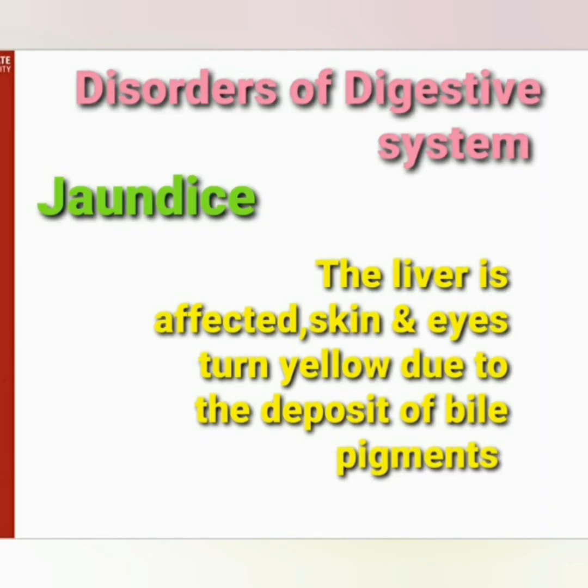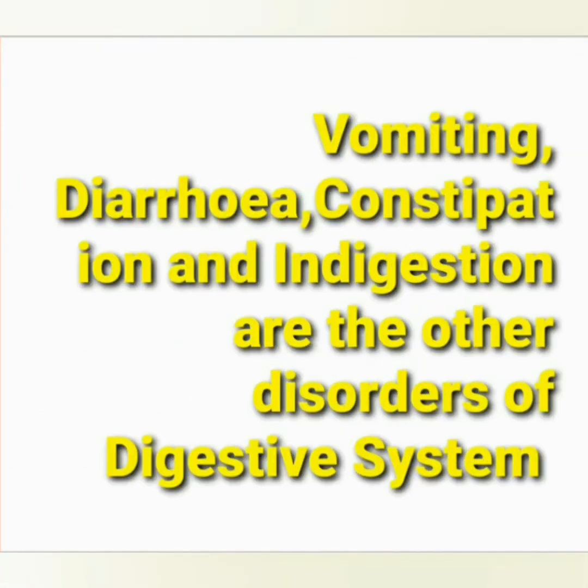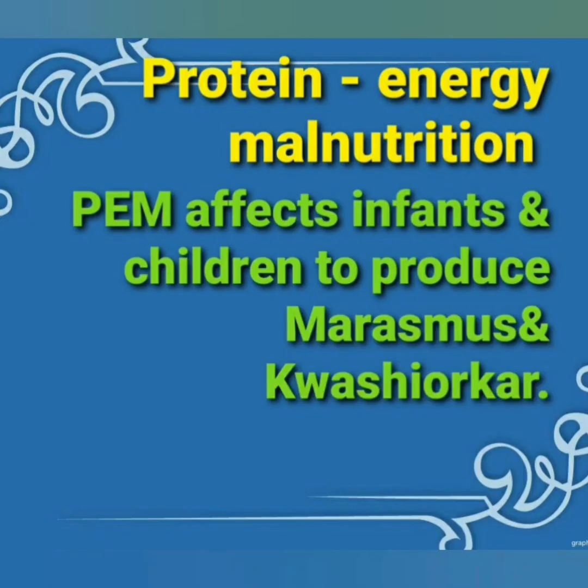Now about the disorders of the digestive system. First is jaundice. The liver is affected, and skin and eyes turn yellow due to the deposit of bile pigments. The other disorders include vomiting, diarrhea, constipation and indigestion. Now about protein energy malnutrition, which affects infants and children to produce diseases, namely marasmus and kwashiorkor.